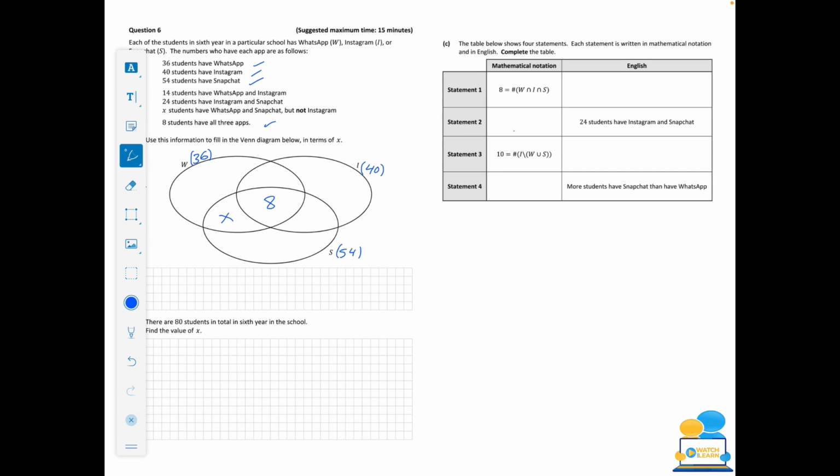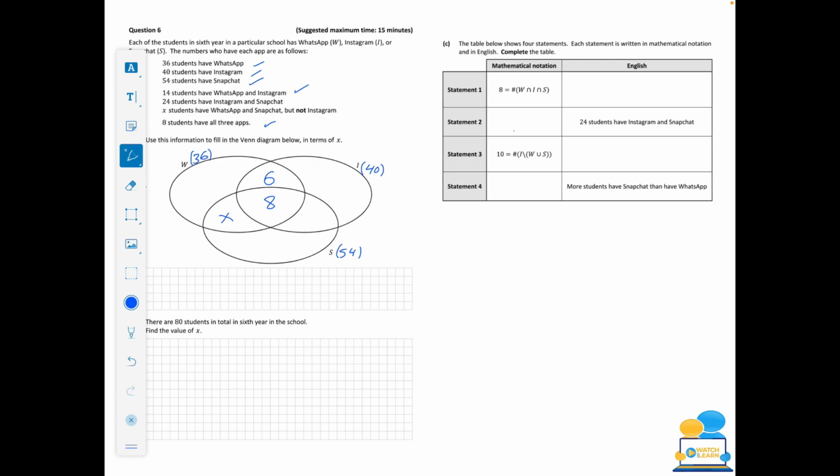Okay, 14 students have WhatsApp and Instagram. Now, we want to fill in this section up here. 14 students have WhatsApp and Instagram, but they also may have Snapchat. So really what needs to go into this section here is 14 minus 8, because we already have 8 people counted here. So 14 minus 8 will give me 6. This is the WhatsApp and Instagram intersection, and now we have 14 in there.